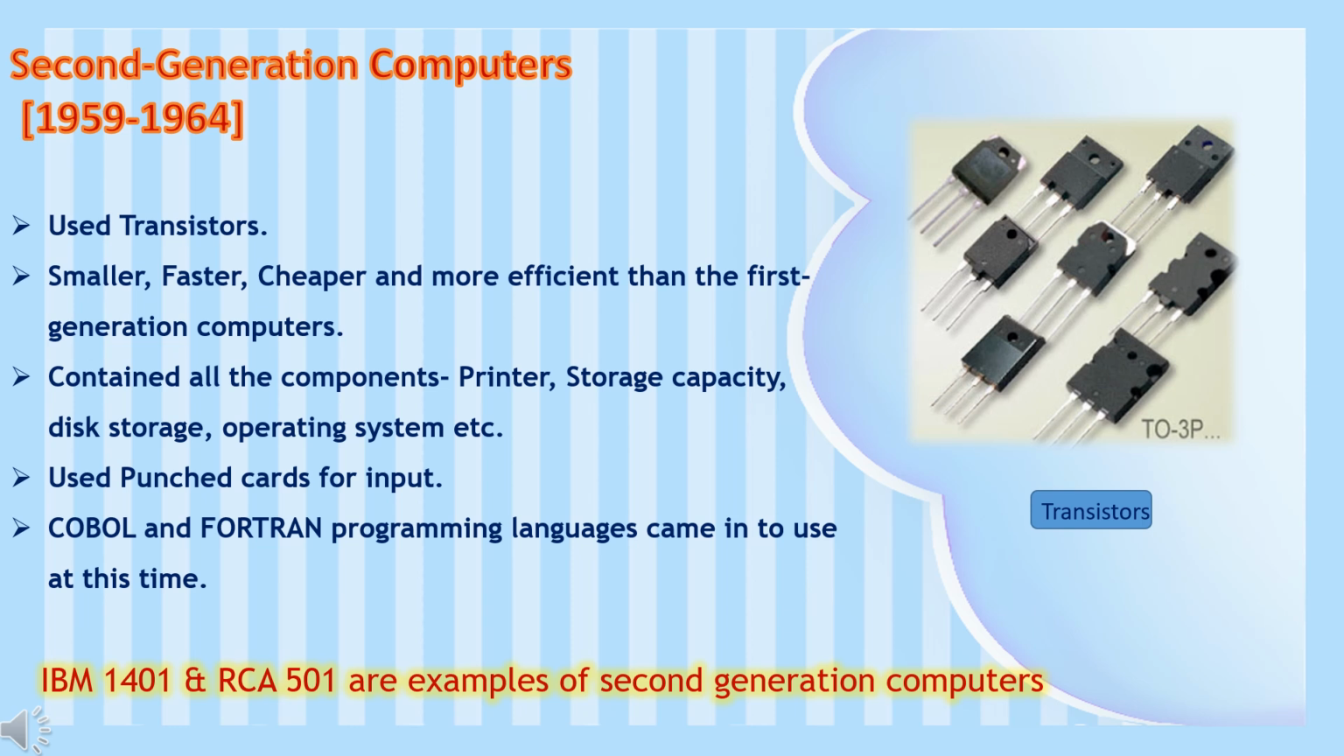They relied on punch cards for input. The programming languages COBOL and Fortran came into use at this time. The IBM 1401 and RCA 501 are examples of second generation computers.